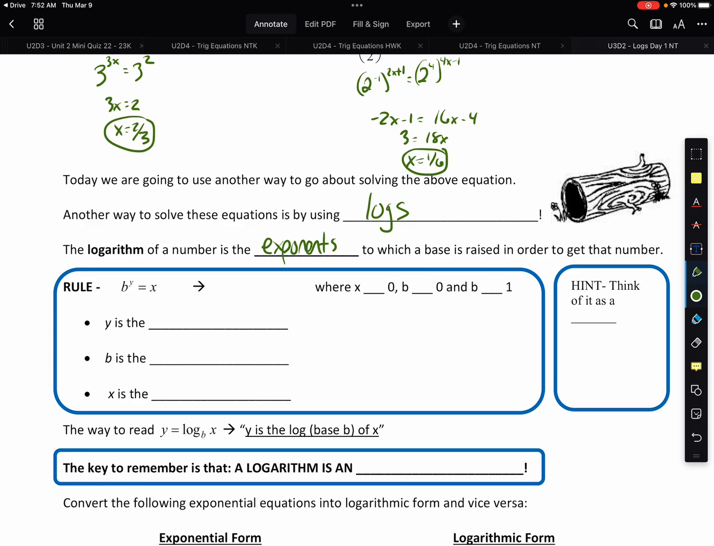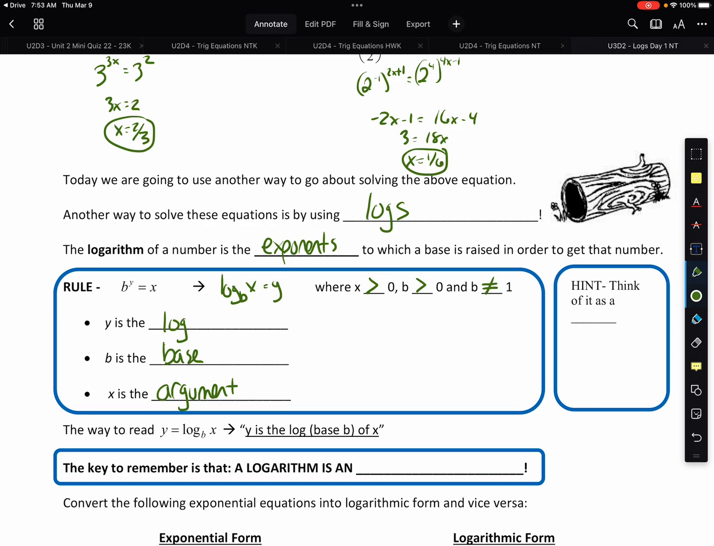Now, if I have b raised to the y equals x, that's log base b of x equals y. Right? That's consistent. In this situation, some rules we have. The x, which is the argument, has to be greater than 0. Right? It has to be positive. B, which is the base, has to be greater than 0, also has to be positive, but it also cannot equal 1. The argument can be 1. And y is like the whole thing. It's the actual log itself.